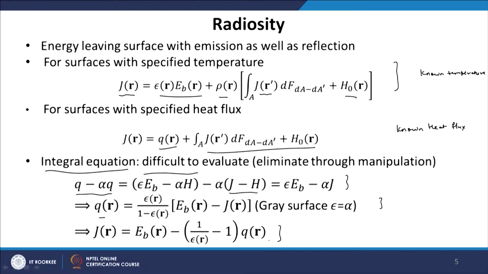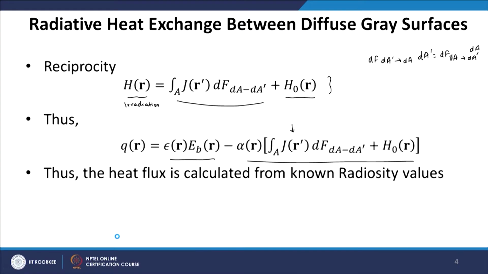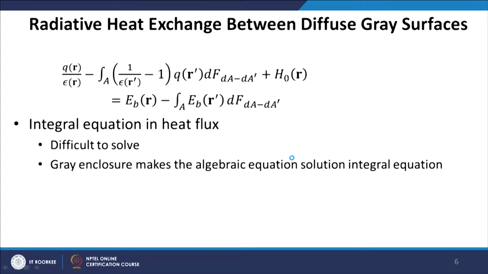So, our objective is to eliminate radiosity, because in our calculations radiosity is not our objective; the heat flux is. So, what we have done is written radiosity in terms of heat flux by manipulating the governing equation of this problem, and once we have radiosity we will substitute it back in the governing equation to calculate the heat flux. So, when we put it back, this is the equation for heat flux. Now, we have calculated J in terms of heat flux, we will just put it back.